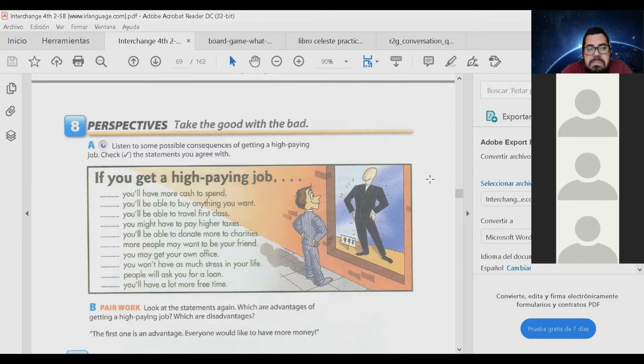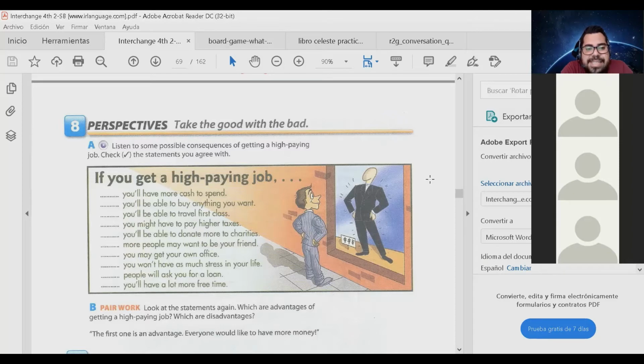Yes. That could be, right? You'll be able to travel first class in there. But it depends on how much. But it says in there high paying. So high paying is a good salary. The next one says you might. Remember that might is for future tense and possibilities. You might have to pay higher taxes. Yeah, it's true. That's true, guys. The taxes over there.